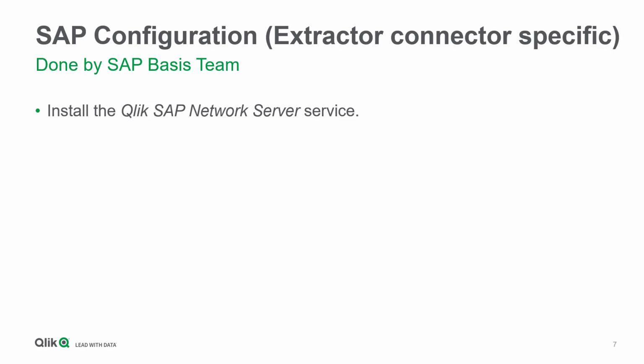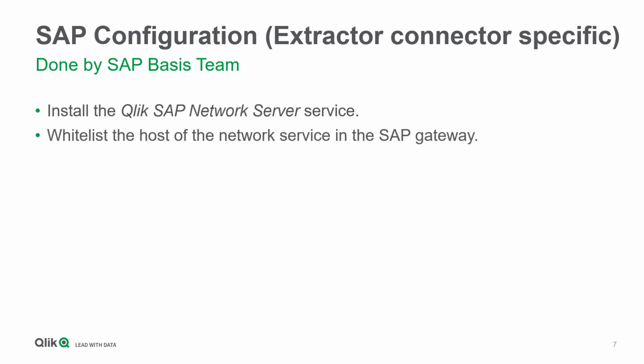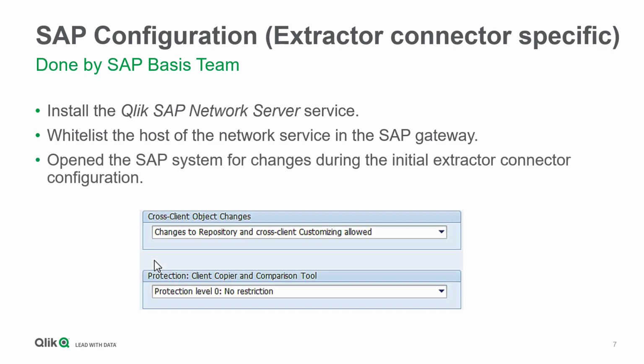As the Qlik SAP Network Service communicates with an SAP application server via the SAP Gateway, it has to be whitelisted there. Furthermore, the SAP system has to be opened for the intended SAP Client, which means, inter alia, that permissions for cross-client object changes are required. Helpful links with further details concerning the SAP Extractor Connector setup are attached to the description of the video.